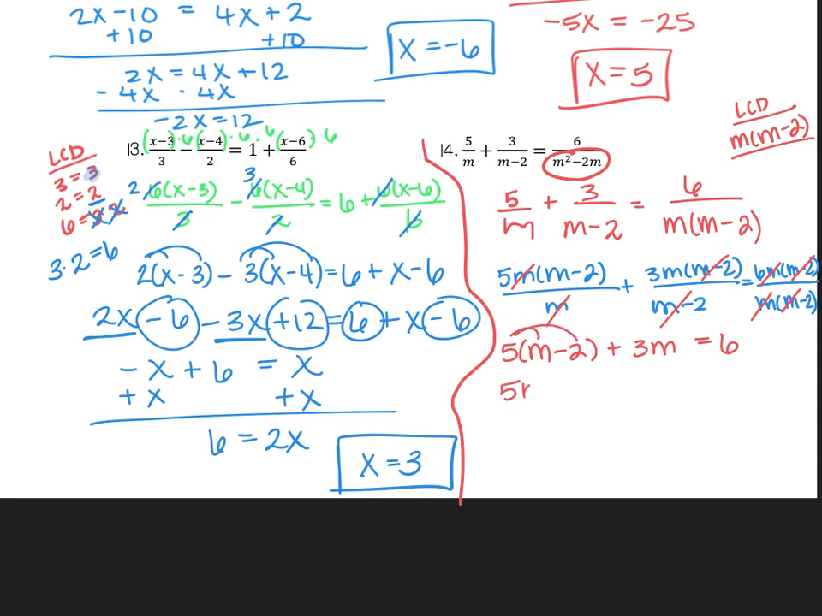Distribute. 5m minus 10 plus 3m equals 6. Combine like terms. Add 10 on both sides. 8m equals 16, so m equals 2.